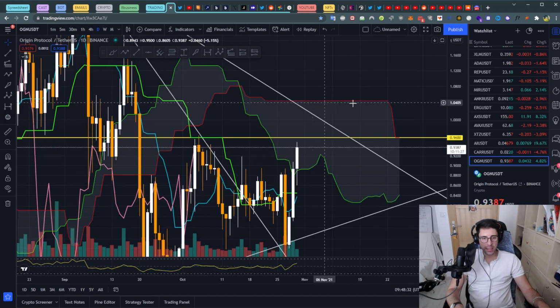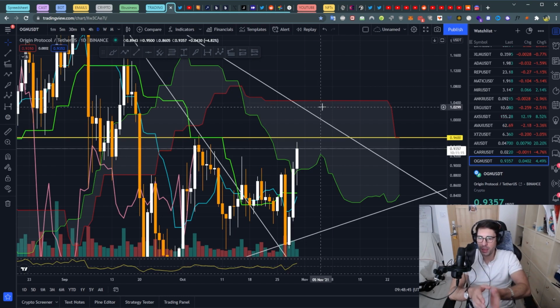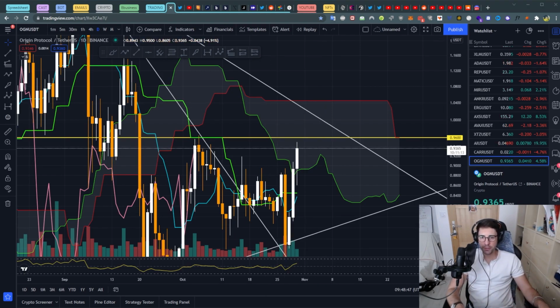Because once we get there, it's so flat. I don't expect our candle to break above, guys. So yeah, I would take the profit here and go on a short position as soon as I see a signal of a short position, looking at a lower time frame like I explained to you. So that's it for OGN.